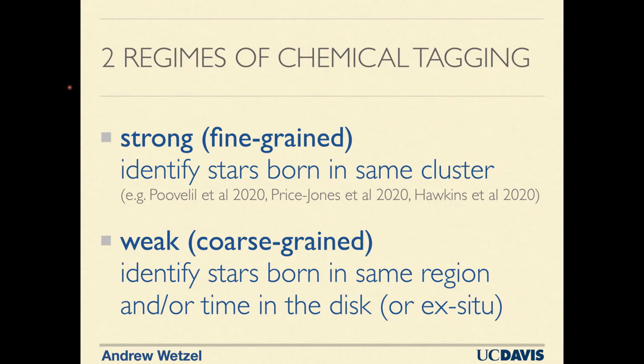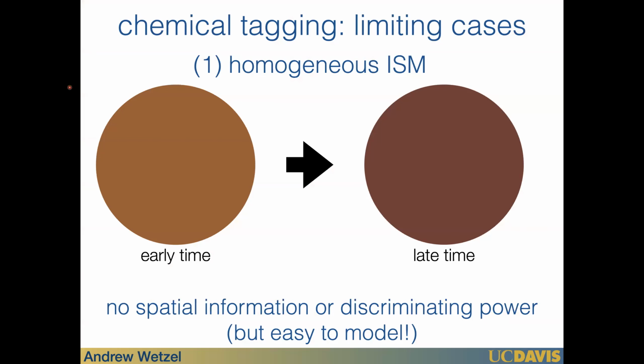And what I'm about to describe to you is focused mostly on the weak or coarse-grained chemical tagging approach. So you can think about two regimes of chemical tagging as sort of limiting cases to wrap your head around it. So in the extreme model, where the ISM of the Milky Way is completely mixed and uniform at any time, at early time, every part of the disk has the same elemental abundance of newly formed stars.